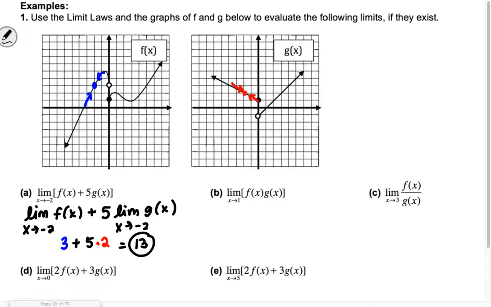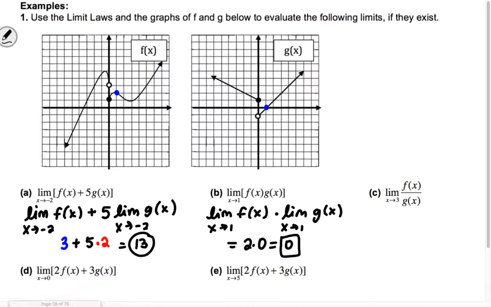So same idea on the next one. So we can do the limit as x goes to 1 of f of x, and we can multiply by the limit as x goes to 1 of g of x. So as we get closer to 1, it looks like f of x is going to 2, and g of x is going to 0. So we get 2 times 0, which is 0. Easy enough?